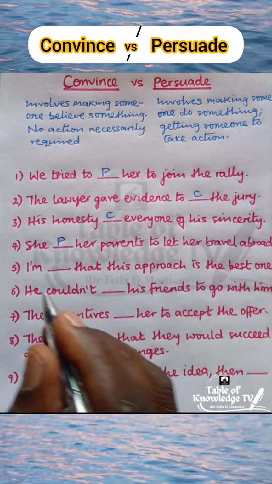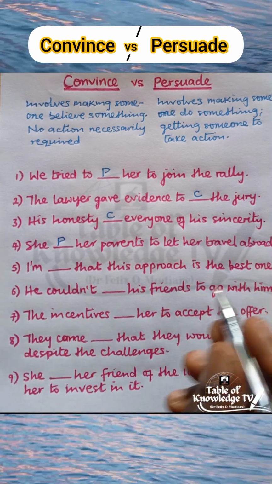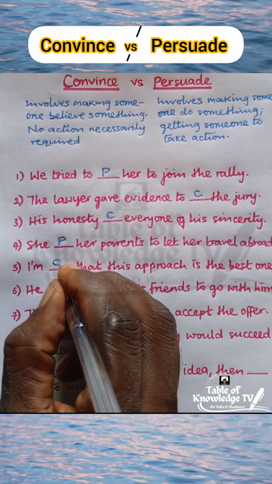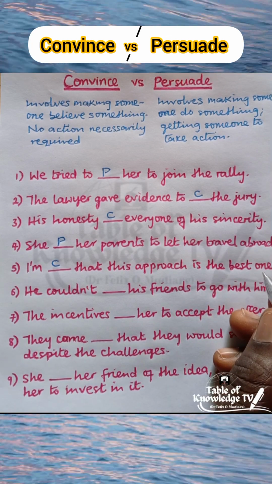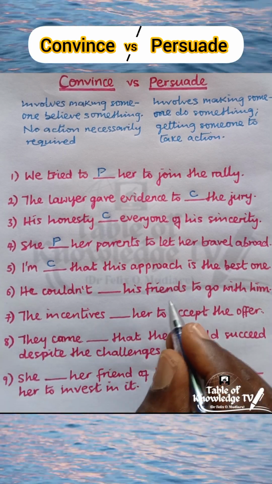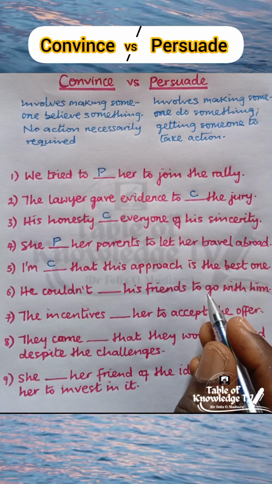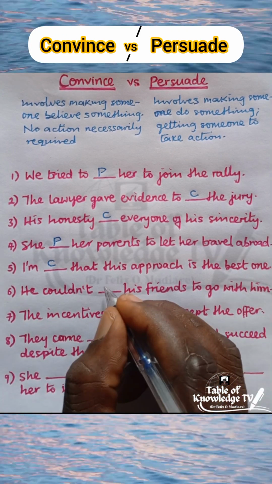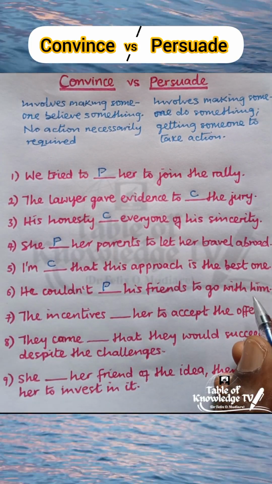Number 5, I'm blank that this approach is the best one. Simply, I believe that this approach is the best one. So we need convince. I'm convinced that this approach is the best one. Here you simply believed, no action specified. Number 6, he couldn't blank his friends to go with him. Here action is involved. He couldn't make his friends perform the action of going with him. So we need what? Persuade. And the sentence reads, he couldn't persuade his friends to go with him.